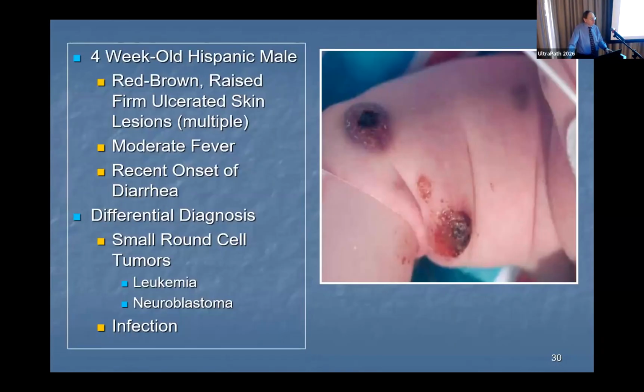Okay, so we're going to go on to another case, which is quite different. Question: was the child Ashkenazi? No, not at all. Okay. This is a 4-week-old Hispanic male.